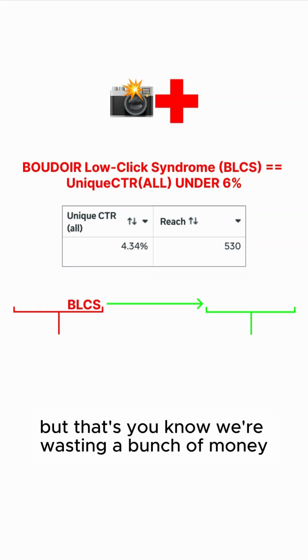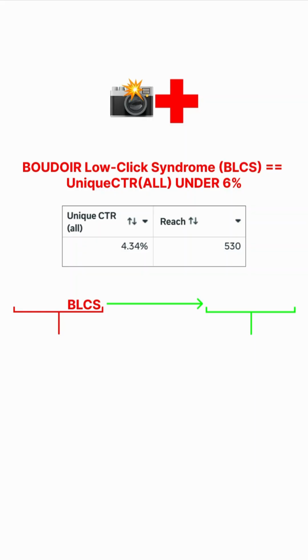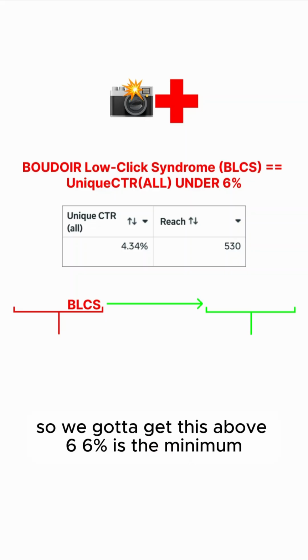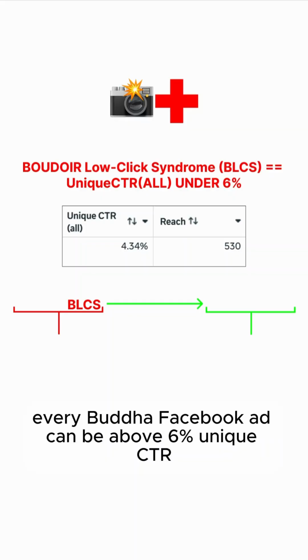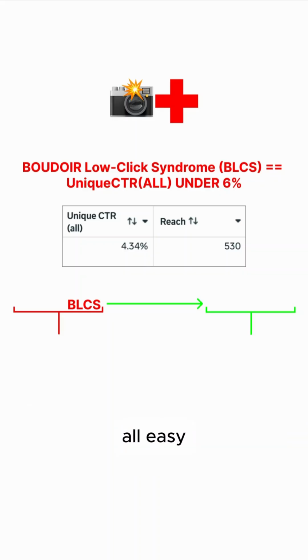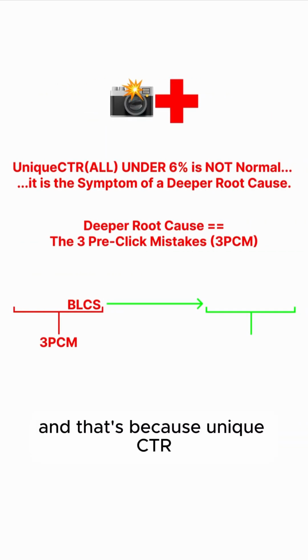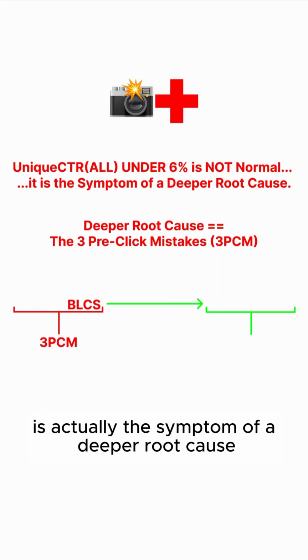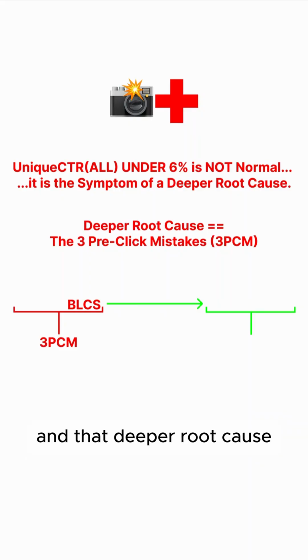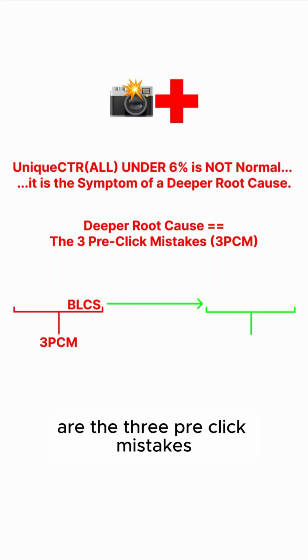We're wasting a bunch of money if those are our metrics. So we gotta get this above 6%, the minimum. Every Boudoir Facebook ad can be above 6% unique CTR easy, and that's because unique CTR under 6% is not normal. It's actually the symptom of a deeper root cause, and that deeper root cause is the 3 pre-click mistakes, which we'll talk about more at the end.